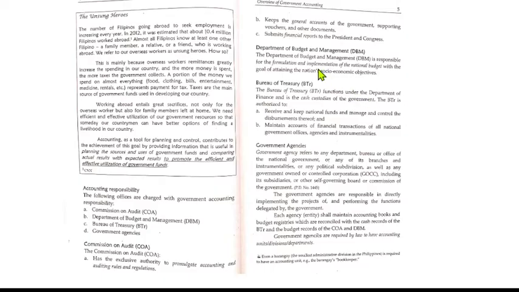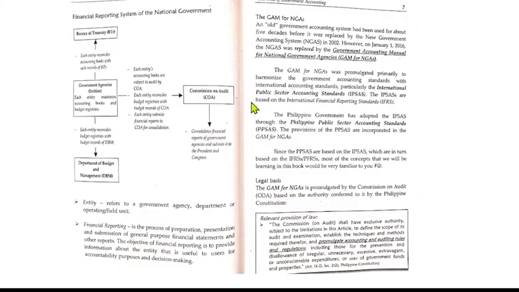So the socio-economic objectives will depend on the goal or the agenda, normally yung mga 10-point agenda ng ating executive department. Kung ano yung kanyang priority program, yan yung naka-indicate sa socio-economic objectives. Okay, next, the Department of Budget and Management.